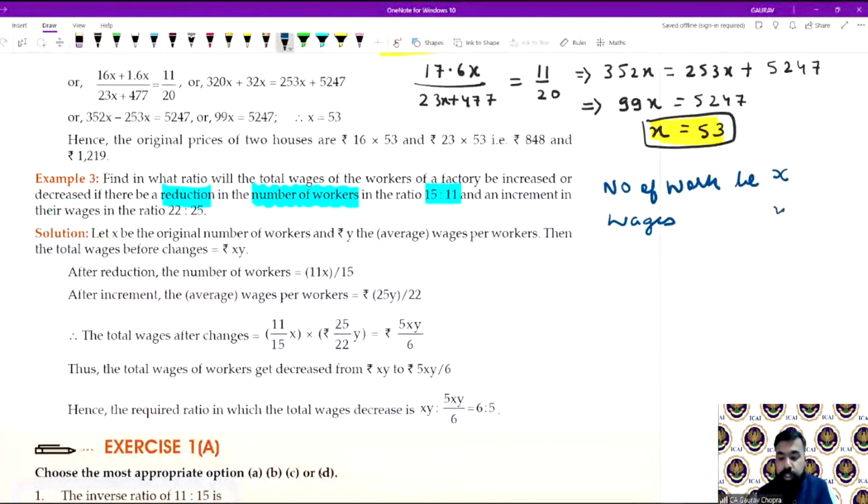So there are x workers, and second thing is wages. Let the wages be rupees y. ये उनकी wages हो गई। तो अब क्या required है? Total wages. So what will be the total wages? Total wages will be number of workers multiplied by their individual wages. So x multiplied by y. So how do we get the total wages? Number of workers multiplied by wages per worker.